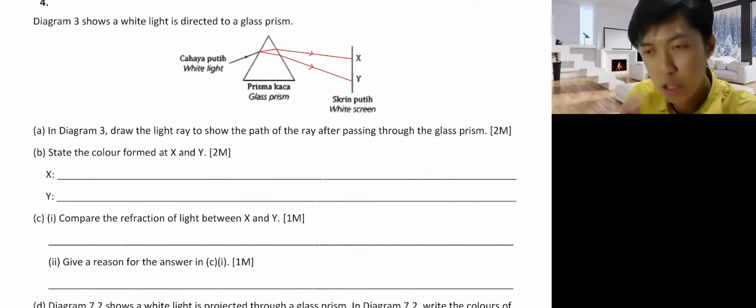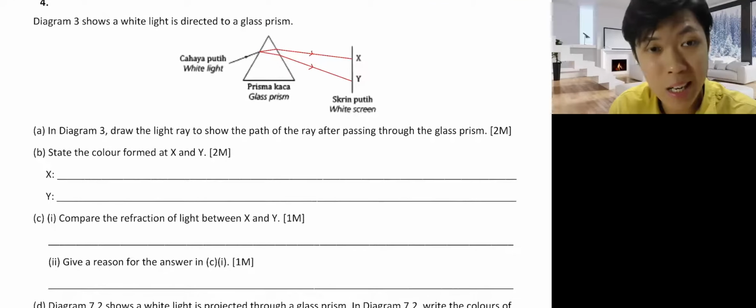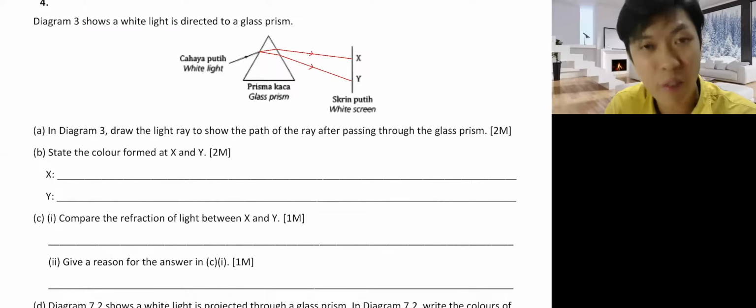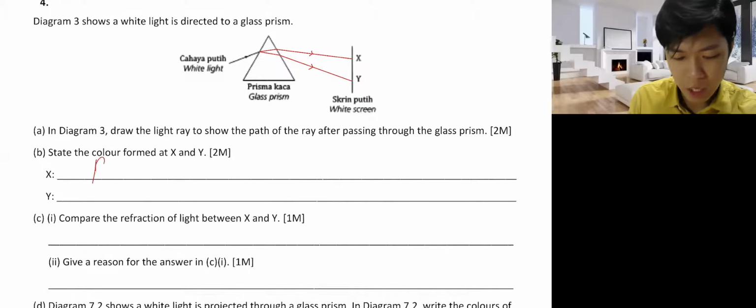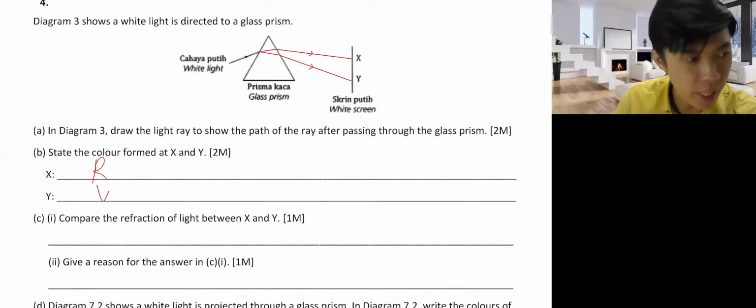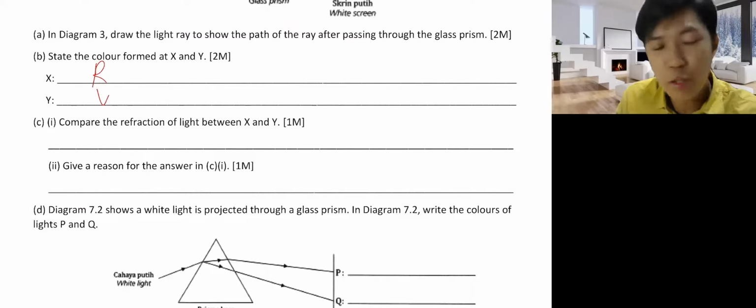Like question B, everyone, write down the color of X and the color of Y. Very easy. The top color will be red. Remember the sequence: red, orange, yellow, green, blue, indigo, violet. So the lower color will be violet. Easy.